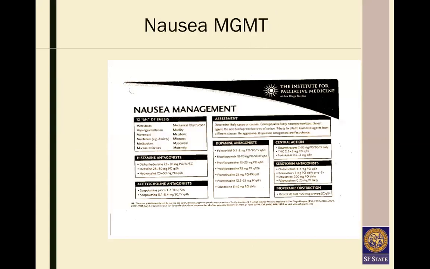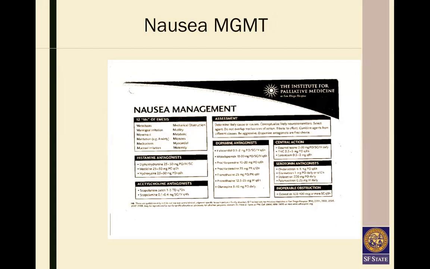How do we take care of nausea? Depending on the cause, looking at the 12 M's that we just talked about, we can determine which medications we can use. Now, I know the slide is kind of small, so I may put up a new slide that is a little clearer so you can see the drugs, what class they are, and how much we start with.